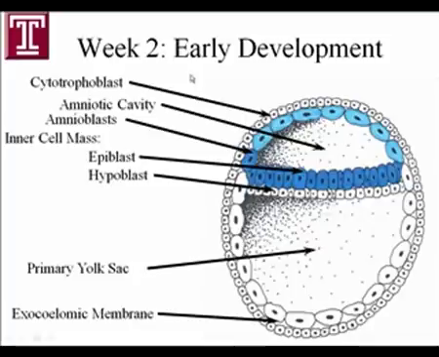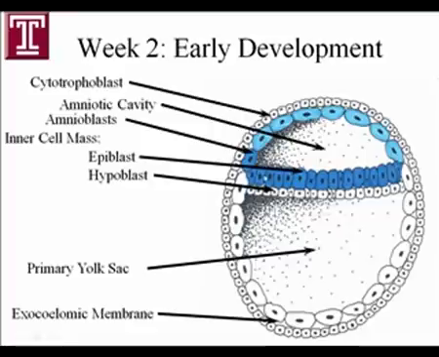During the second week, another cavity will form. That cavity is going to be called the amniotic cavity. The amniotic cavity is lined by cells from the inner cell mass that we now call epiblast cells. The amniotic cavity is also going to be lined by amnioblasts.